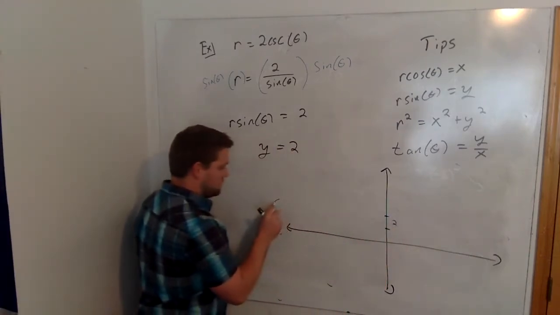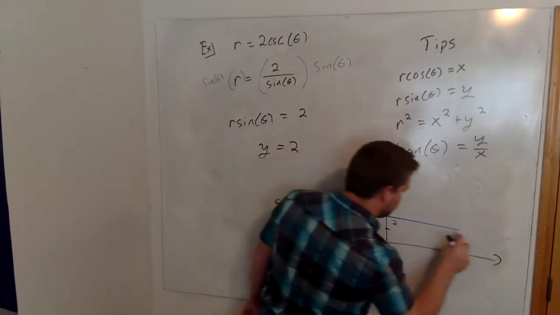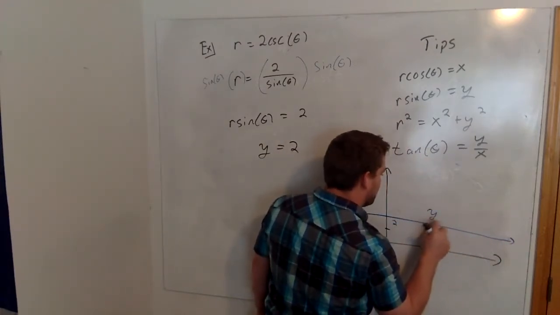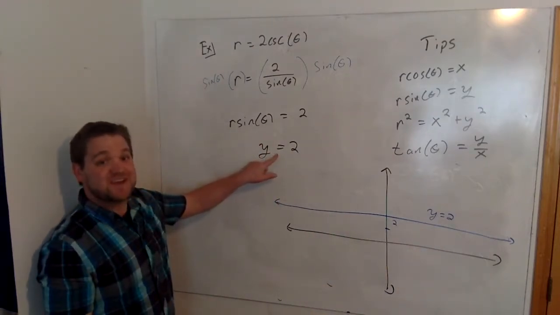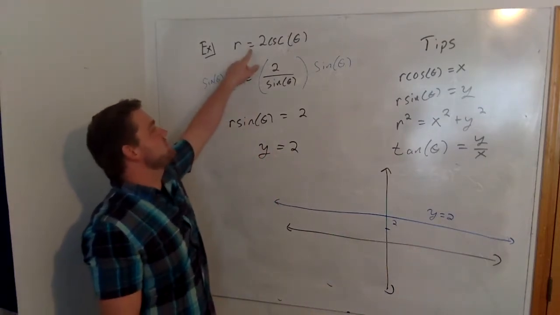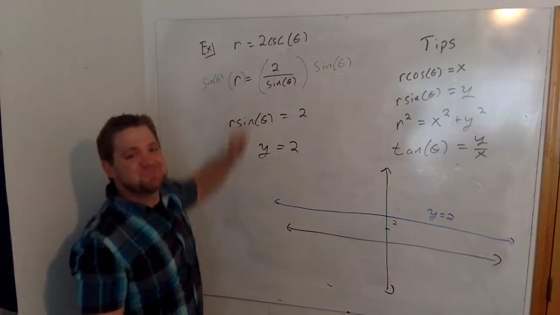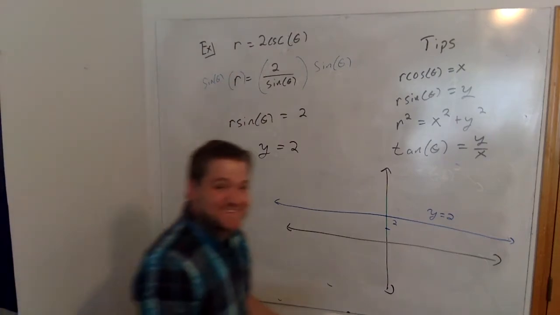So this is the equation y equals 2. This is its representation in terms of rectangular coordinates. This would be its representation in terms of polar coordinates. Pretty cool. Okay, let's do another example.